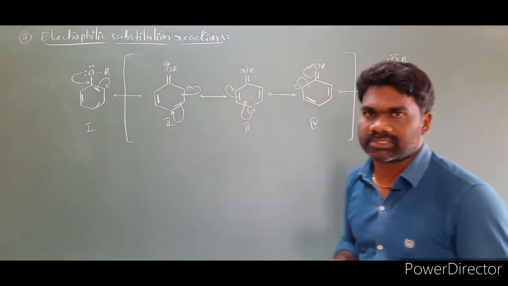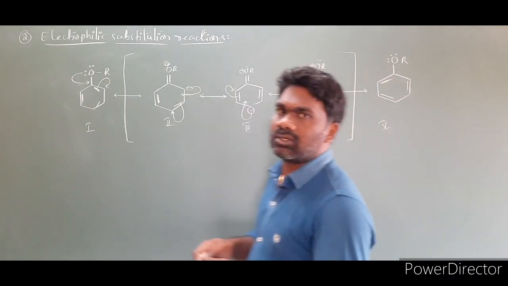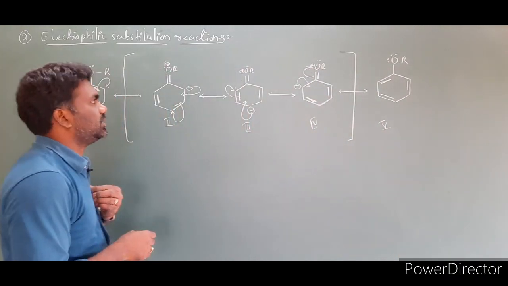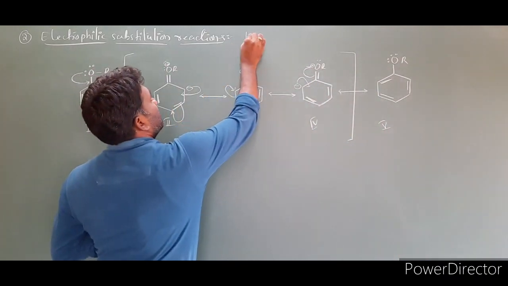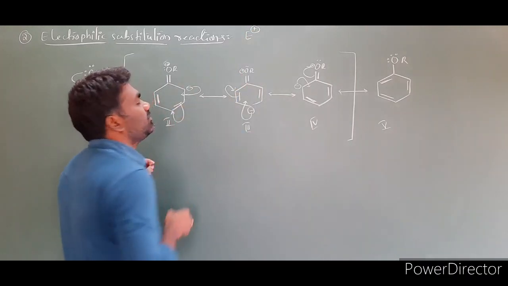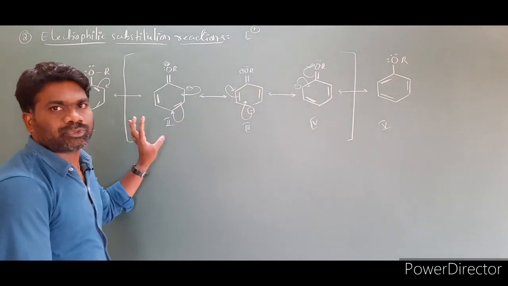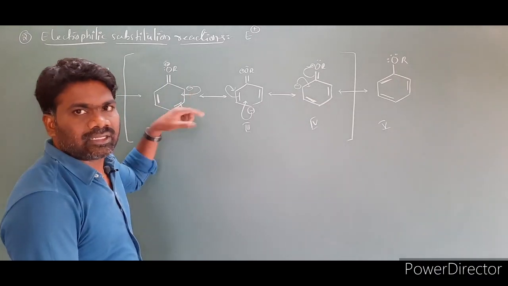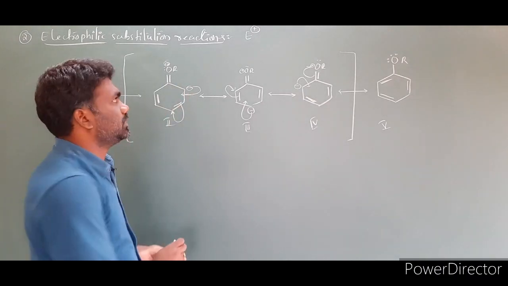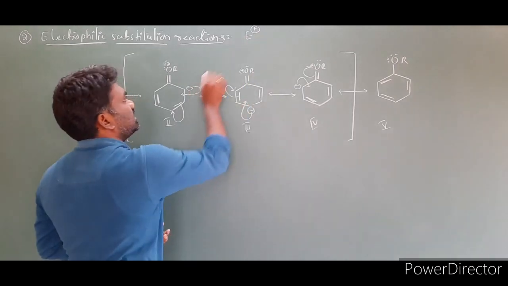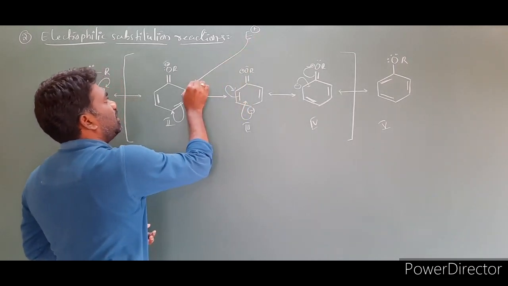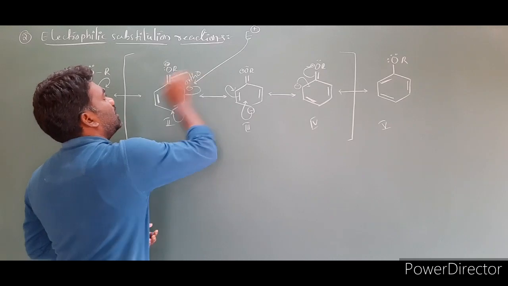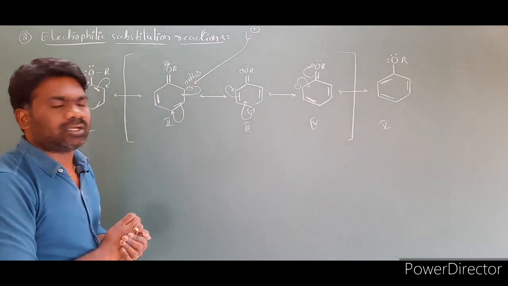In these ethers, electrophilic substitution reactions take place with an electrophile, E with positive charge. Where the negative charge is there, at that place the electrophilic substitution reaction takes place. Look at here: E positive, here is negative. The electrophile can attack at the ortho position. This is the ortho position.